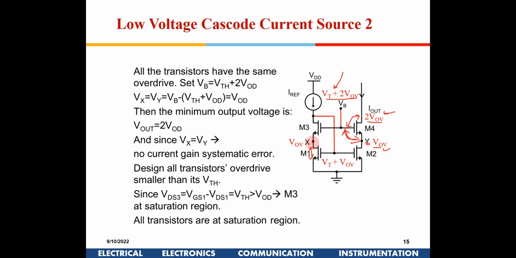Unlike in the previous case where there was a connection like this, now there is no such connection, so this gate voltage is not available here. Now this is coming from this point. So what will be the drain to source voltage? It will be at the edge of saturation, VOV only, right? That is the condition for saturation: VDS is equal to VGS minus VT, which is V overdrive. This we learned. So here also it is VOV. So there is no systematic error, and the output voltage requirement is low.